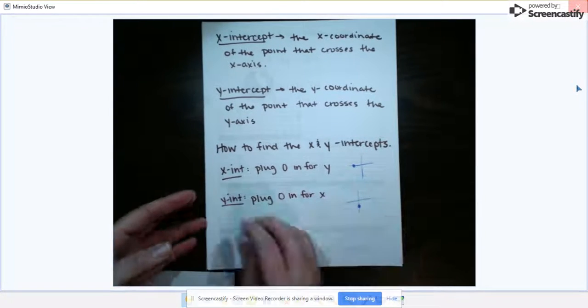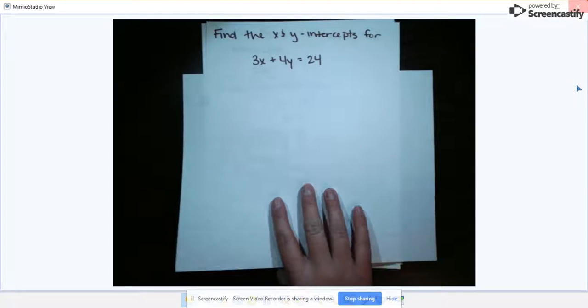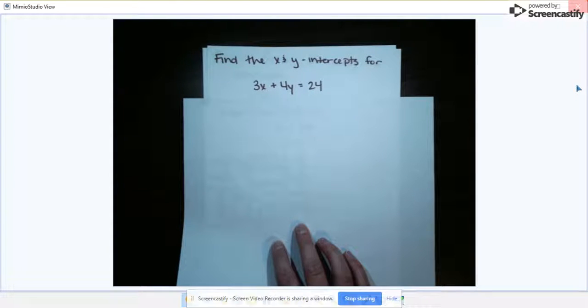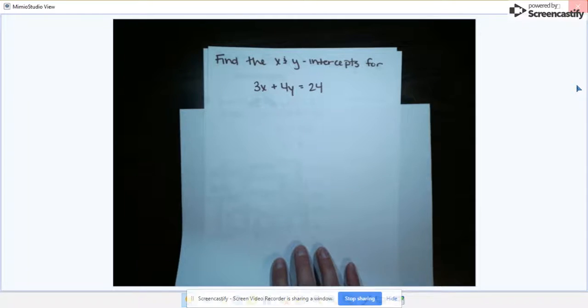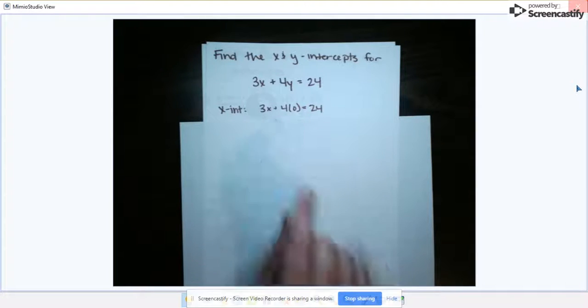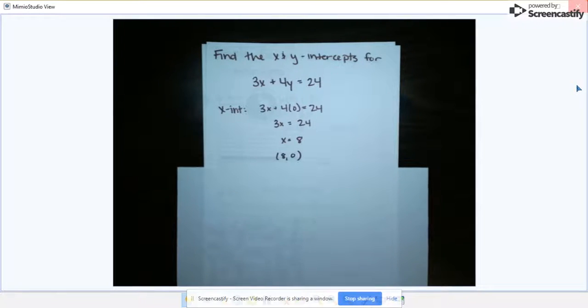Okay, so here we're going to actually do an example. We're going to find the x and y intercepts of 3x plus 4y equaling 24. We're going to start with the x-intercept. We plug 0 in for y, because that's the definition of x-intercept. Well, 4 times 0 is 0, so that leaves us with 3x equals 24. We divide both sides by 3 and get x equals 8. So that coordinate point would be 8, 0.